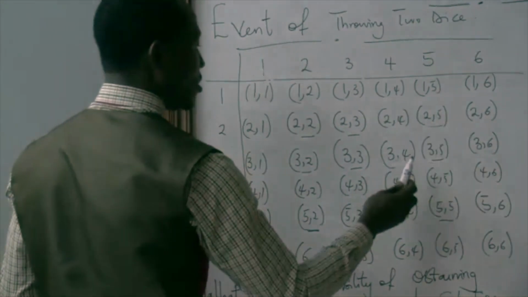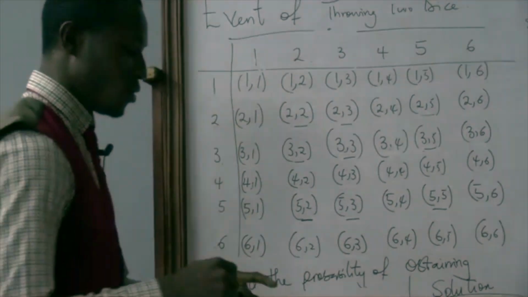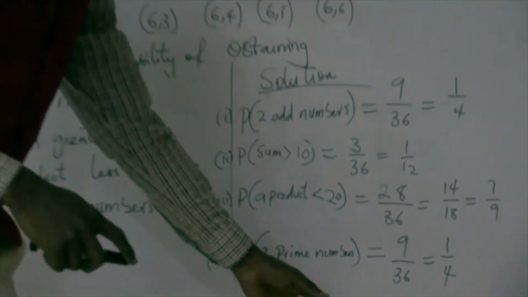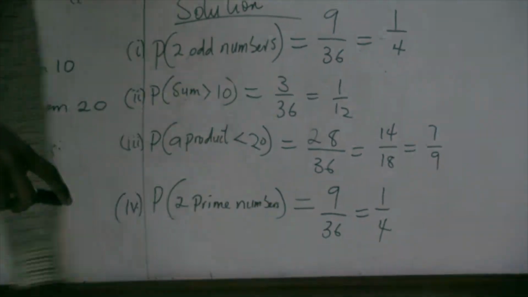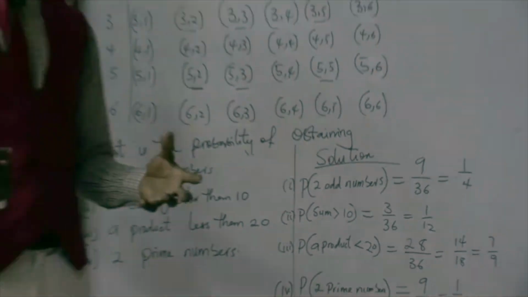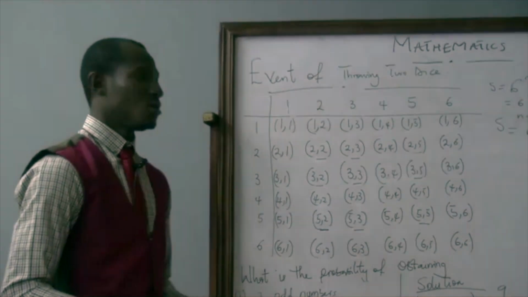1, 2, 3, 4, 5, 6, 7, 8, 9. And that is how we got here. 9 divided by 36. Simplify that to the lowest term, 1 over 4. So ultimately, what does this information do for us?